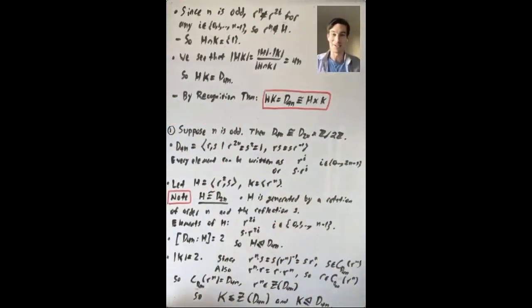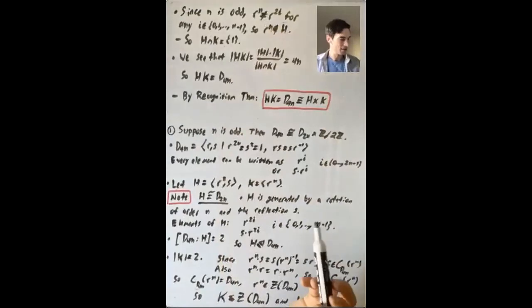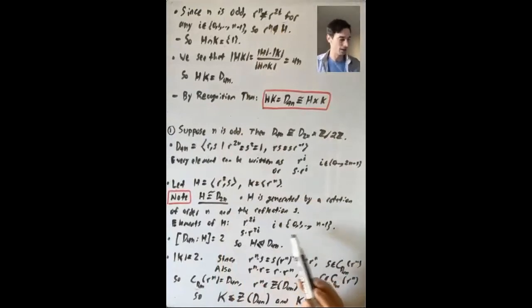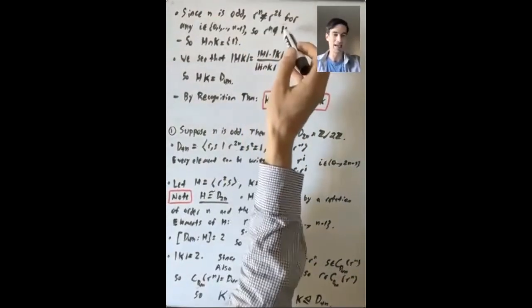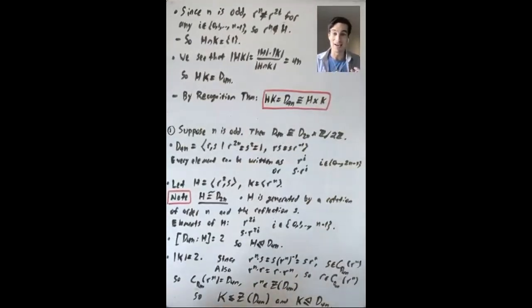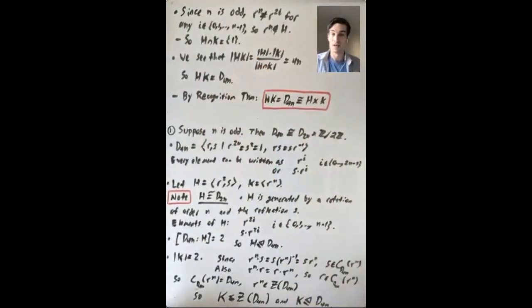Let's finish our discussion of this example. Since n is odd, r to the n is not equal to r to the 2i for any i between 0 and n minus 1. So r to the n is not in this subgroup H. But the only things in K are the identity and r to the n. So if r to the n is not in H, then it's clear that H intersects K is just the identity.